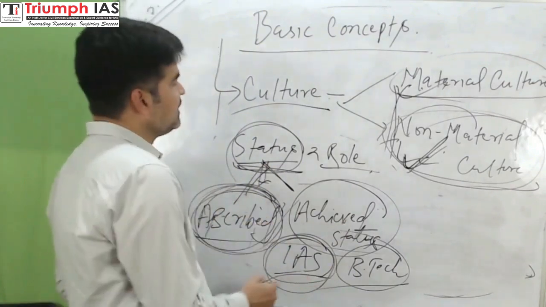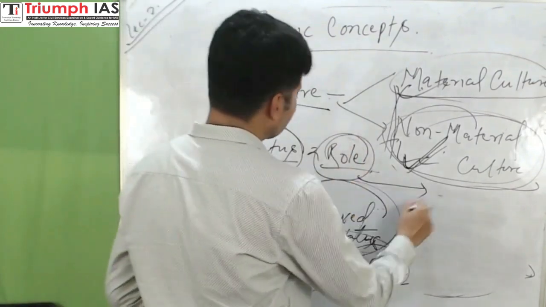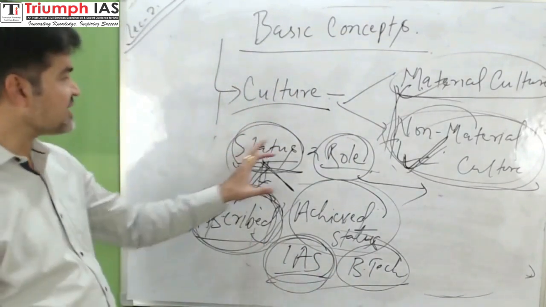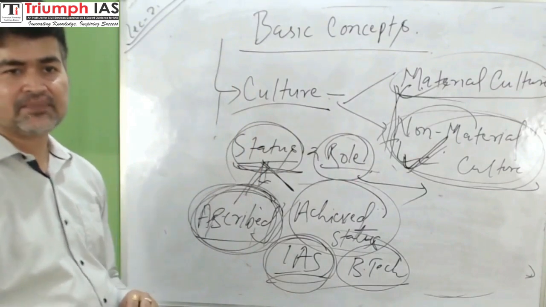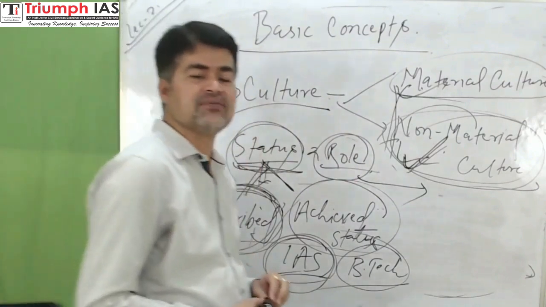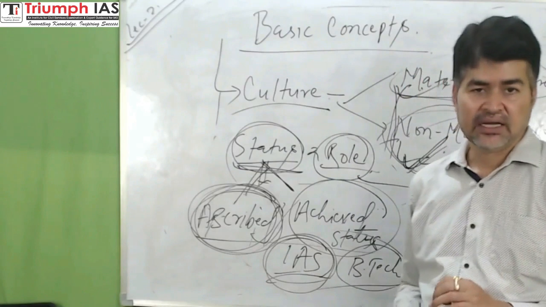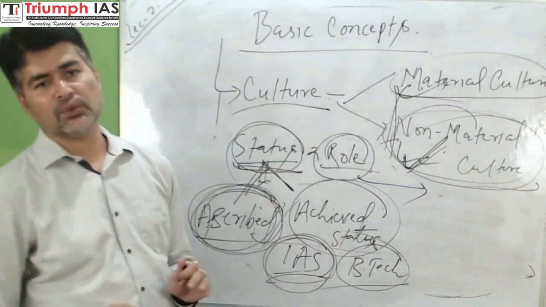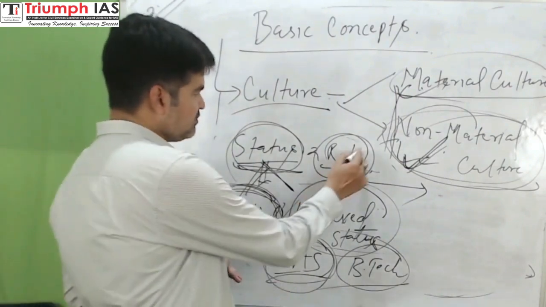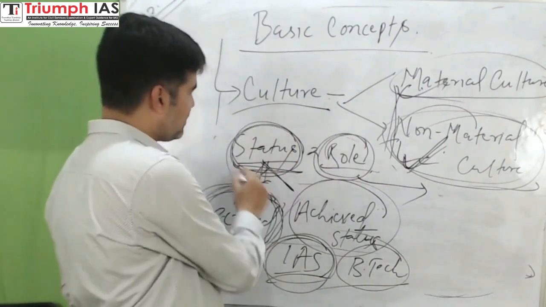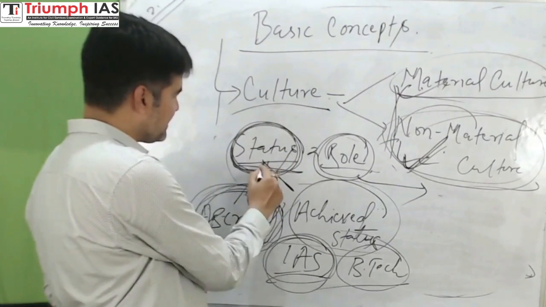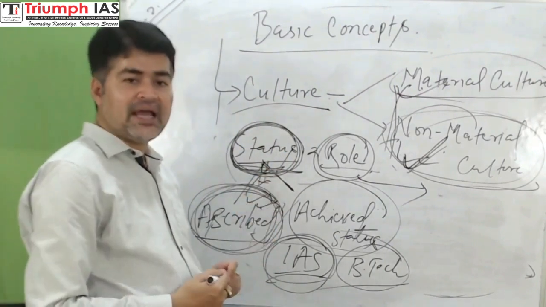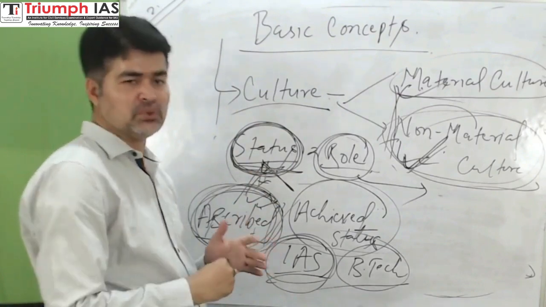So this is status, and now role. Remember it in simple terms: role is nothing but the dynamic aspect of status. I will repeat again. The dynamic aspect of status is referred to as role, right? It means every individual or member of society in a particular status is bound to perform certain roles. Isn't it?